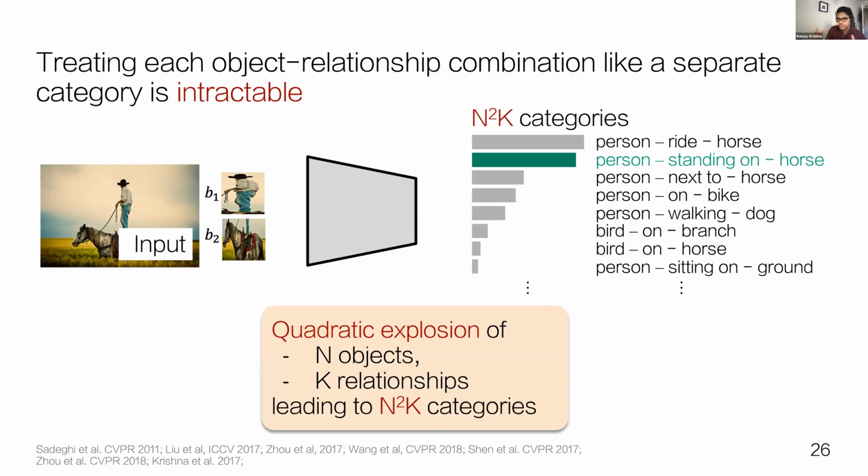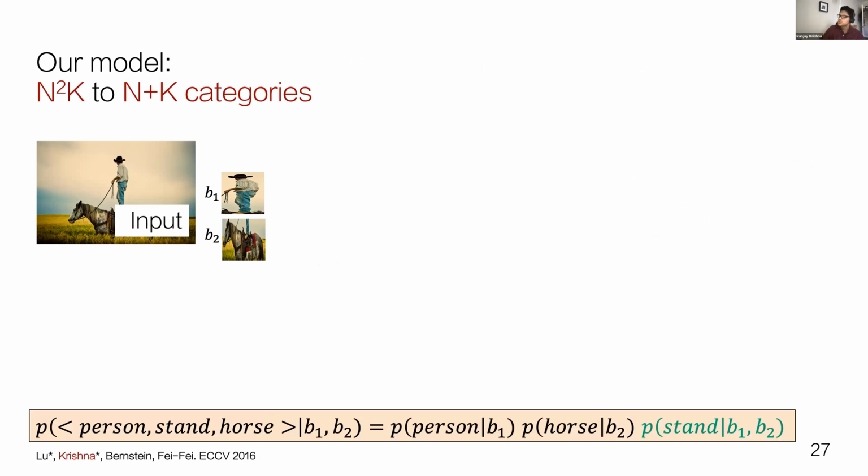So treating each combination of these two objects and their relationship as a separate category results in this quadratic increase in the number of possible categories. More precisely, if we had n object categories and k relationship types, we would need to build n squared times k number of output categories. And because most of these combinations only have a few training examples, these models end up predicting the most common combination, which is person riding a horse, and ignoring the ones that are less frequent, like person standing on a horse. So to prevent this sort of overfitting, we decomposed the problem.